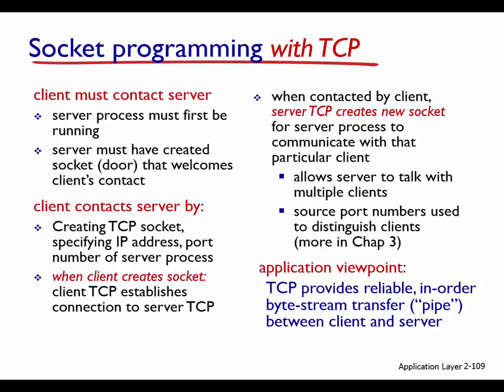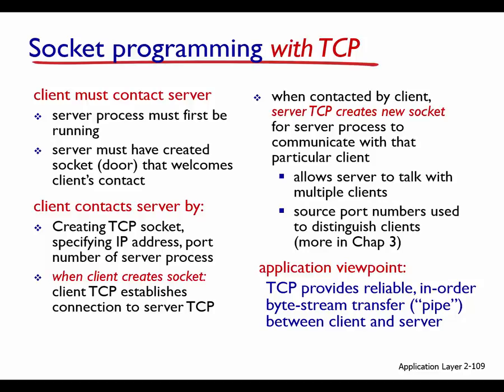So what happens with TCP? In TCP, it's connection oriented. The client has to contact the server, so the server process must be running first. The server must have created the socket that welcomes the client's contact. The client contacts the server by creating the TCP socket, specifying the IP address and port number of the server process.